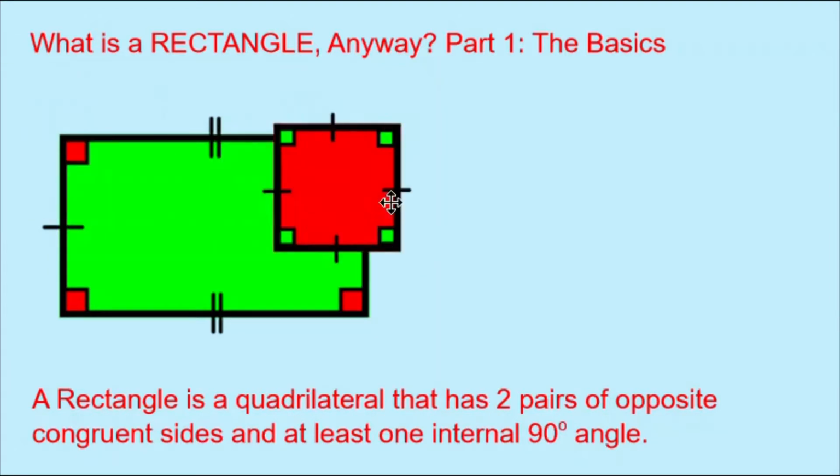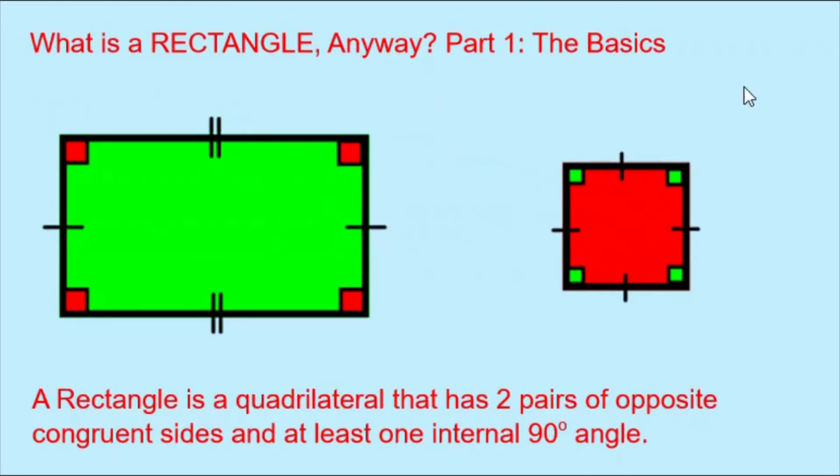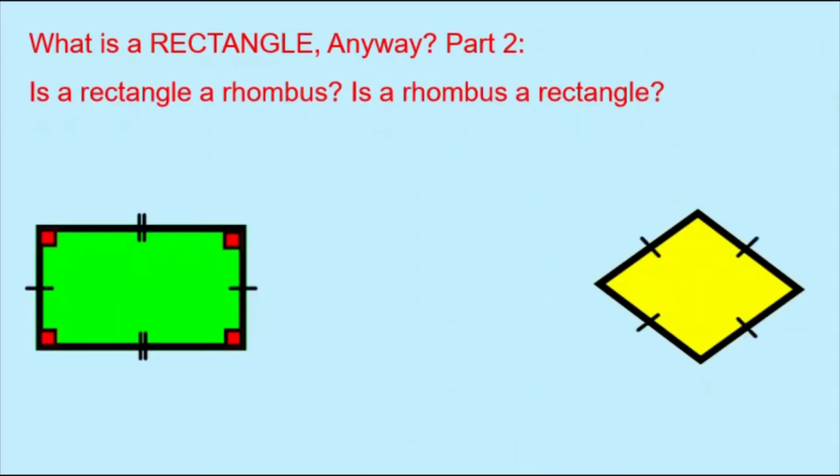You might ask yourself, is a square also a rectangle? And the answer is yes, because a square has at least one internal 90-degree angle. And although a square has four congruent sides, we can still say that it has two pairs of opposite congruent sides. Is a rectangle also a rhombus? And is a rhombus also a rectangle?